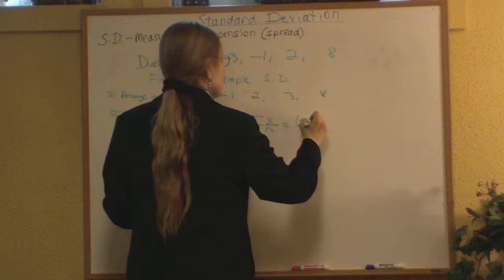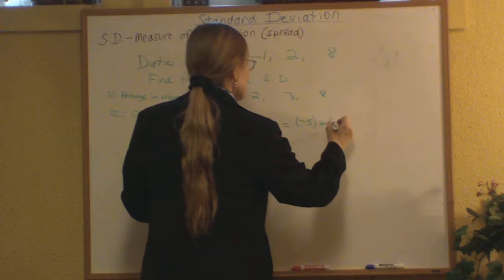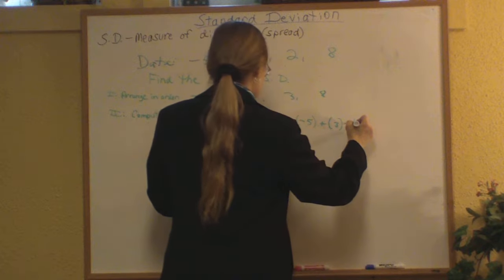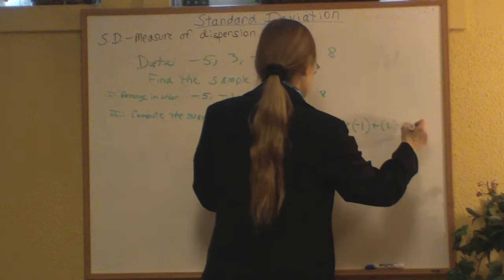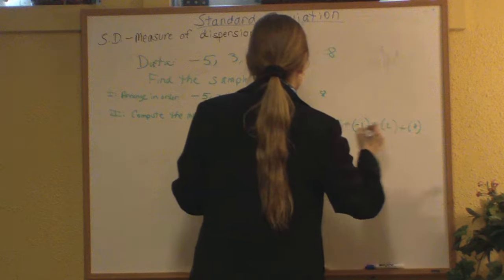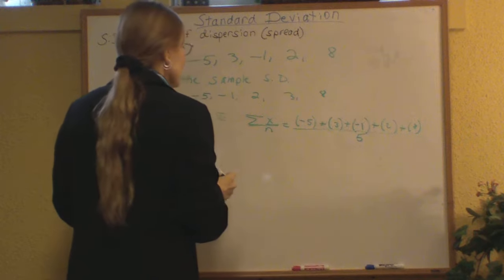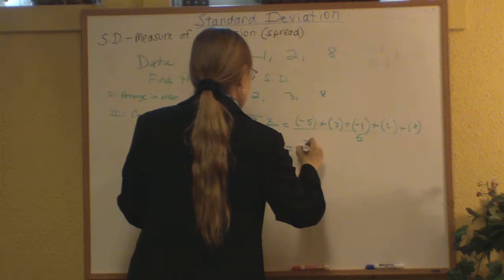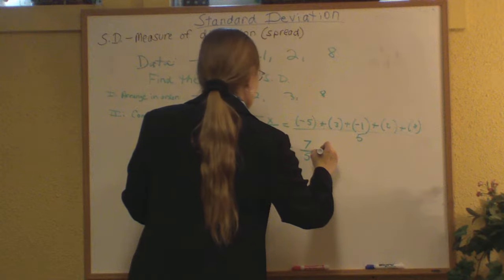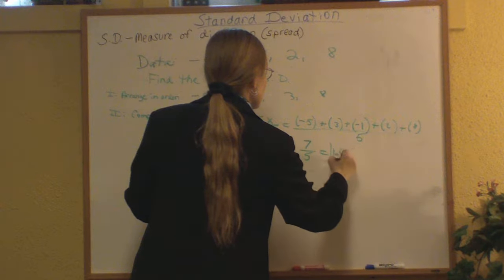Now you got -5. I'm putting parentheses around each of my values. (-5) + (3) + (-1) + 2 + 8. Okay, divide that by 5 scores. Okay, so you should get 7 divided by 5, which is equal to 1.4. Okay, so that's our mean.